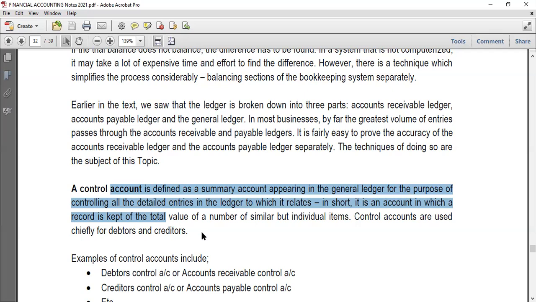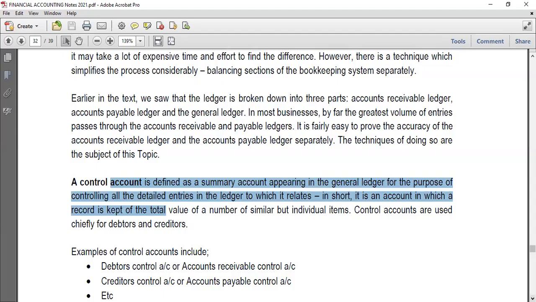Now, we can have a control account, for example, the accounts receivable control account. It gives a summary of what is appearing in the normal accounts receivable account, okay? So it helps us to control whatever is within the accounts receivable account. We basically use it to reconcile the normal accounts receivable account, okay?